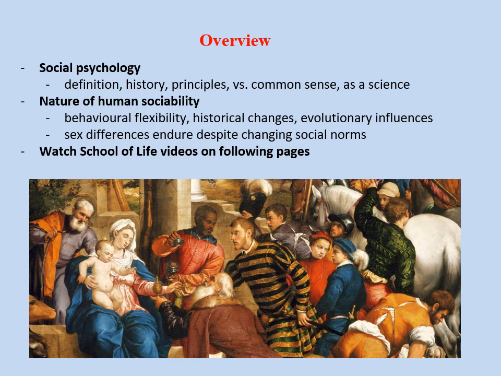So, just to sum it up, in this lecture we looked at the nature of social psychology, its definition, history, principles, how it's different from common sense, and social psychology as a science. Then we moved on to discussing the nature of human sociability. We looked at the question of behavioral flexibility, historical changes in social behavior, and the role of evolutionary influences in various kinds of social behavior.